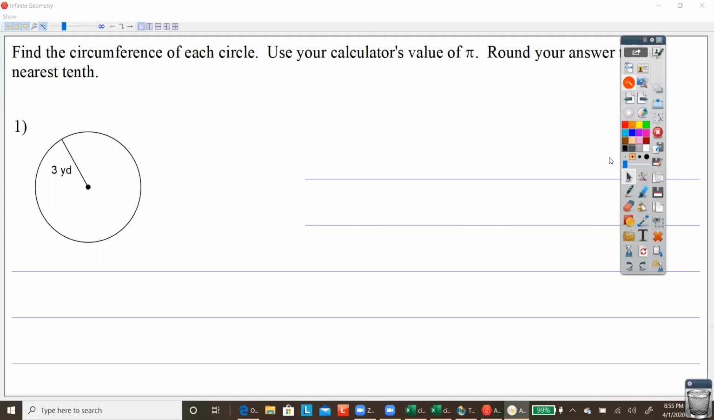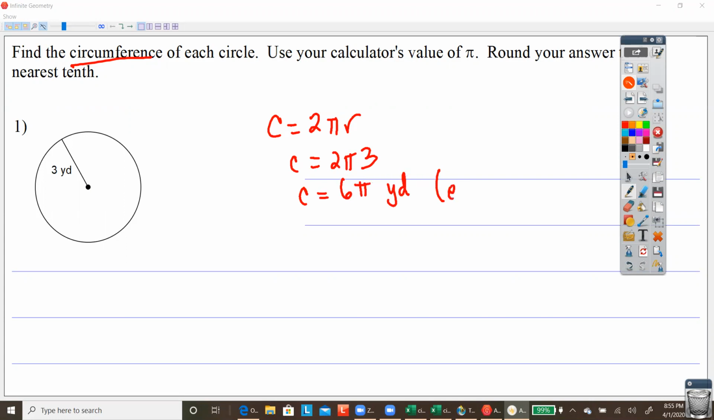Okay, so here's a circle, and they ask us for the circumference. I'm going to do it 2 ways. They're giving me a radius, so I'm going to use 2 pi r. So it's going to be 2 times pi times 3. So the circumference is 6 pi yards.